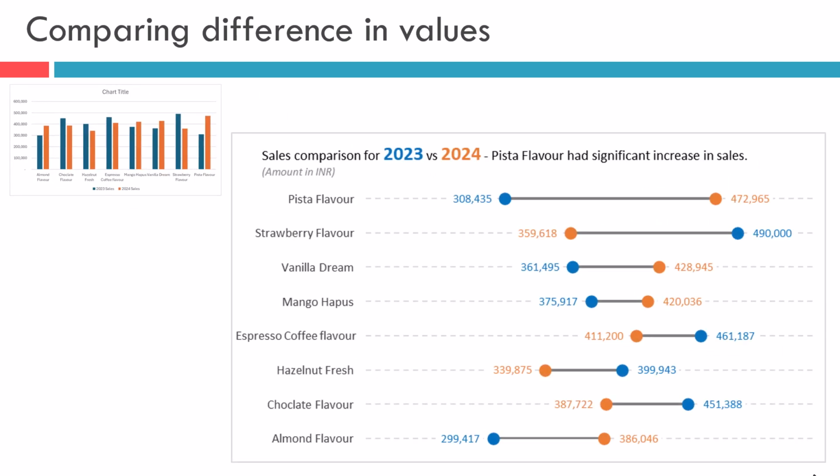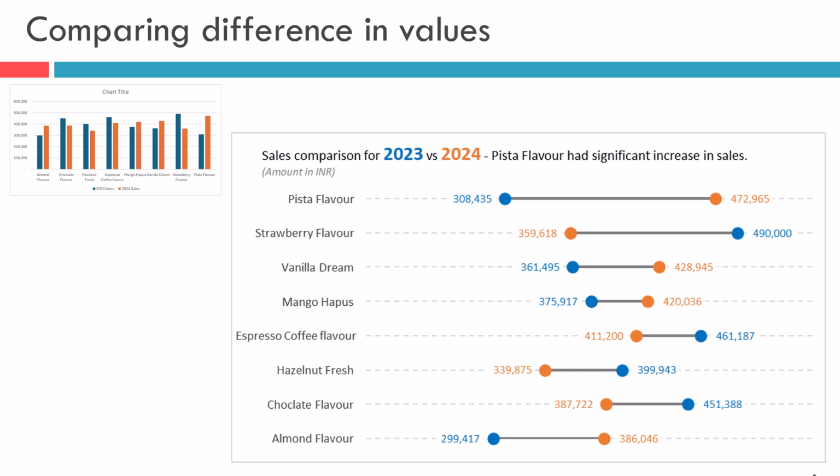Now on screen you can see that we have presented the same information in this dumbbell charts. Here you can see that each year sales are presented as circles and there is a connecting line between these two circles. Thus it resembles like a dumbbell. The connecting line between these two circles indicates the movement of sales in 2023 to 2024.